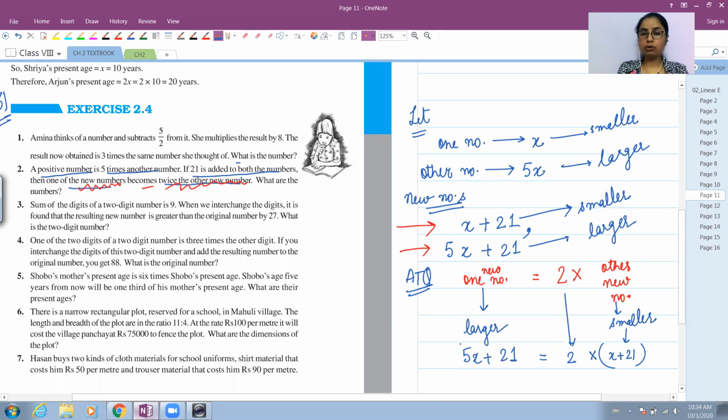If you understand how the equation will be formed, rest of the work you have already done in the previous exercises. You know how to solve. So our focus will be to form the equation here. I hope this is clear. Anyone with any questions? All right. Let's write the answer.